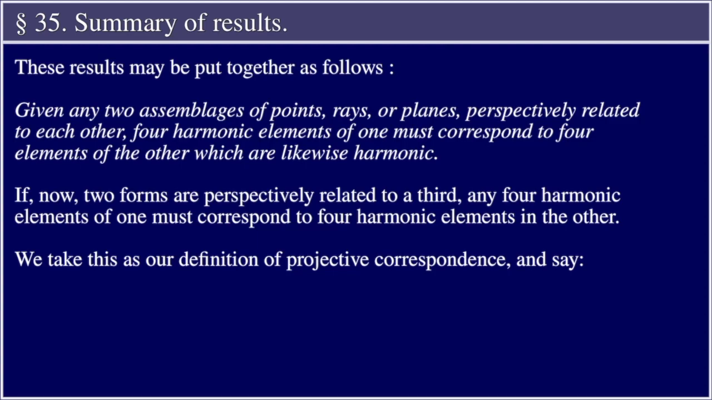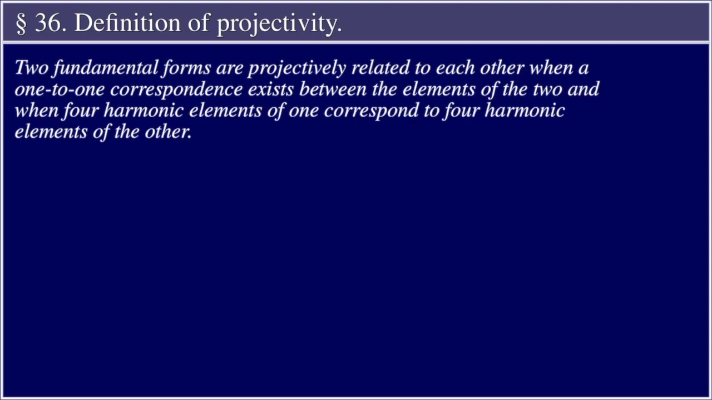If now two forms are perspectively related to a third, any four harmonic elements of one must correspond to four harmonic elements of the other. We take this as our definition of projective correspondence and say, Section 36, Definition of projectivity. Two fundamental forms are projectively related to each other when a one-to-one correspondence exists between the elements of the two and when four harmonic elements of one correspond to four harmonic elements of the other.